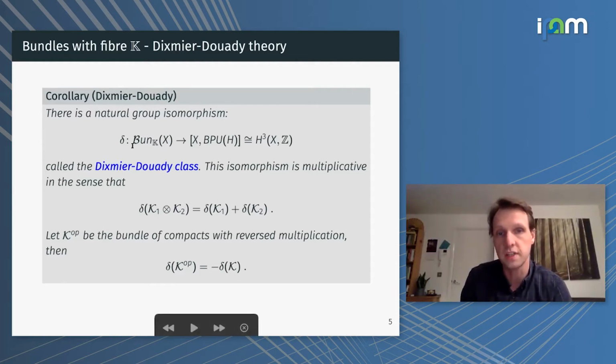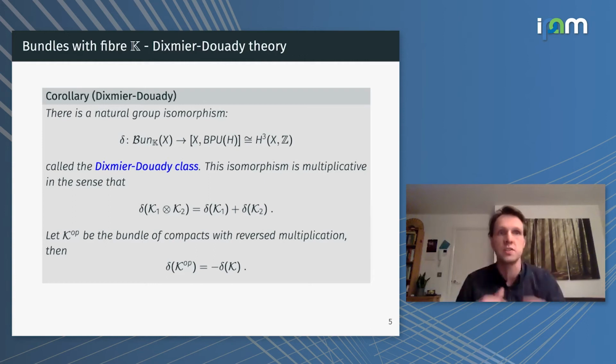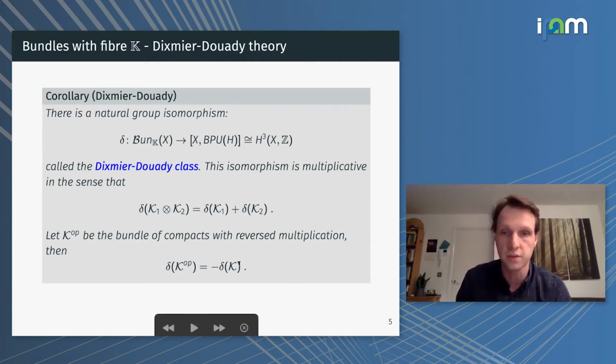And if I take the Dixmier-Douady class, that is compatible with this monoid structure. So if I take the Dixmier-Douady class of the tensor product of the two bundles, it's the sum of the two Dixmier-Douady classes. And in this situation, you can even work out what the inverse element in this group is. That corresponds to taking the opposite bundle. So you take your original bundle, you just reverse the multiplication. And that gives me the negative Dixmier-Douady class.